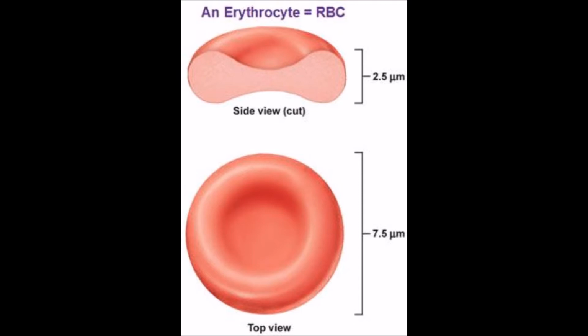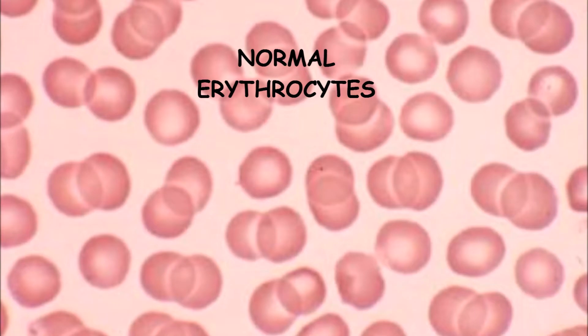So this is essentially what a normal red blood cell is supposed to look like. The central pallor, obviously, in a peripheral blood smear appears more whitish, while the erythrocyte appears more pinkish, depending on the stain. Most of the time it's an eosin stain. So that is an image of a normal red blood cell in terms of size and morphology.